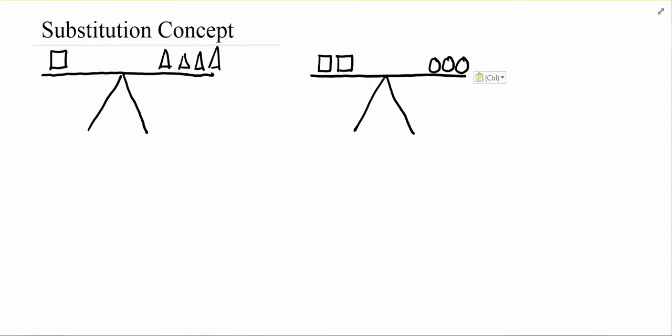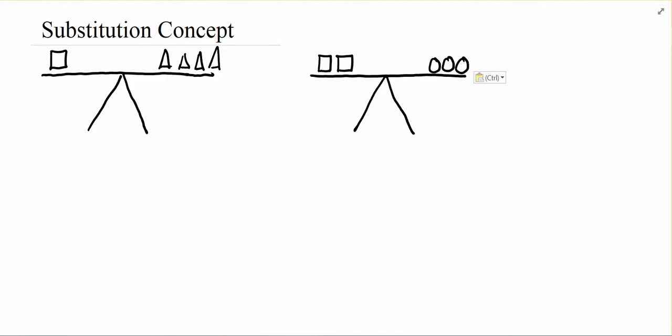Before I get into the actual examples of using substitution to solve a system of linear equations, I want to go over the basic logical concept of what it is that we're doing in the first place, so we can see why is it legal? Why are we allowed to do this in the first place? And I want to do this by not using numbers and letters, but instead using some visual aids.